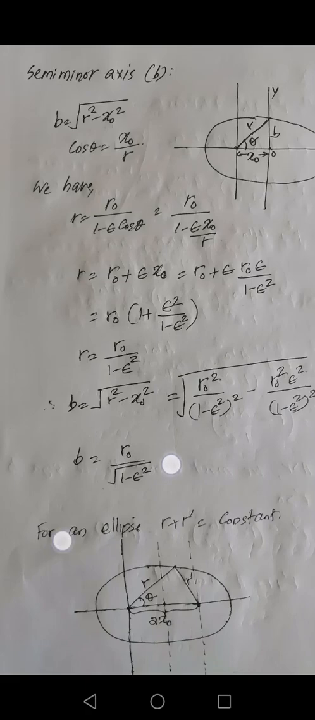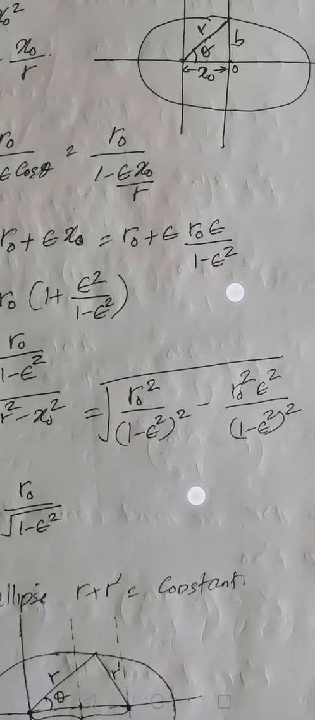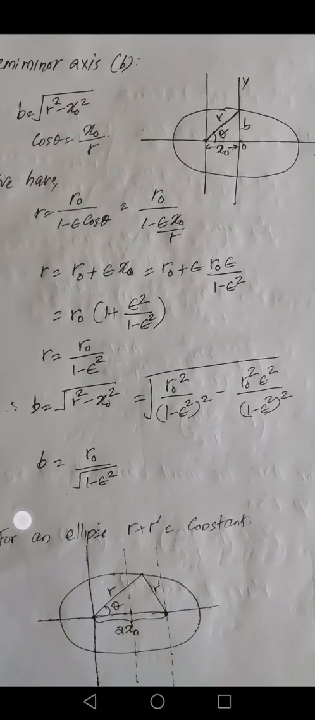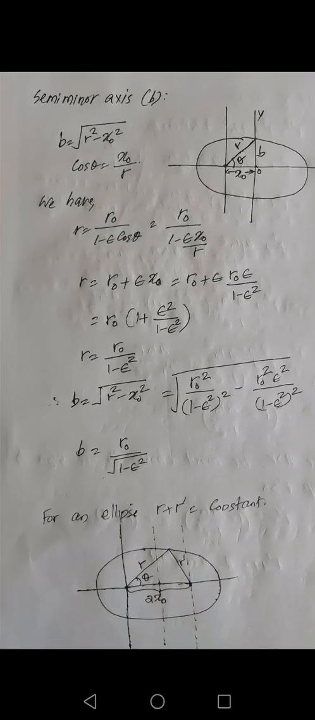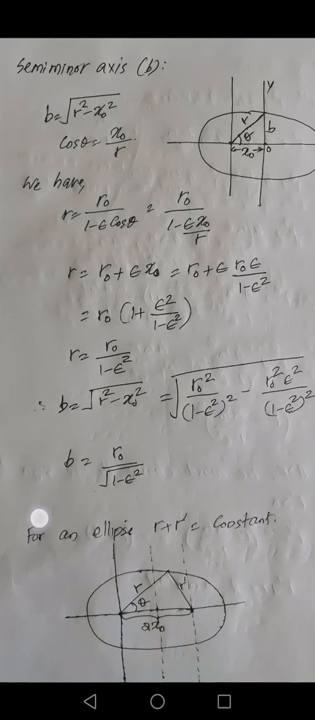We can substitute the value of r and x0 that you obtained. You will get b is equal to r0 by square root of 1 minus epsilon square. That is the value of semi-major axis. Okay, so we got semi-minor axis, semi-major axis, x0, r minimum, r max, everything. And one more very important fact is, so this is one of the focus, this is another focus.